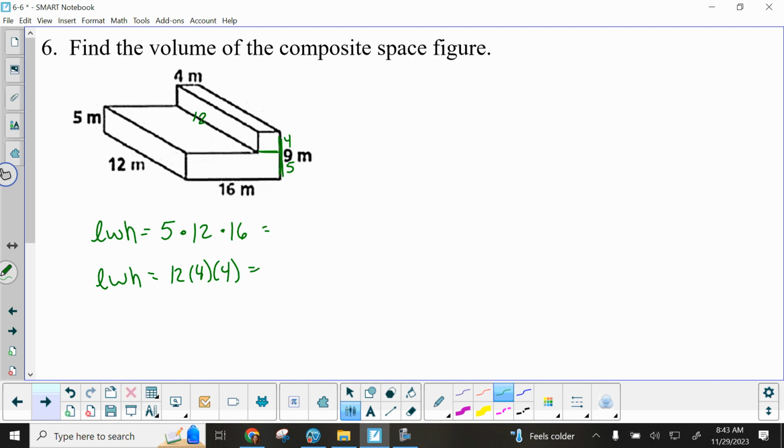So 5 times 12 times 16 is 960 meters cubed. And then I've got the top one, 192 meters cubed. And now I just have to add the two of them together to get 1,152 meters cubed.